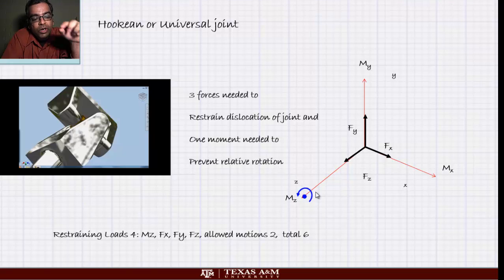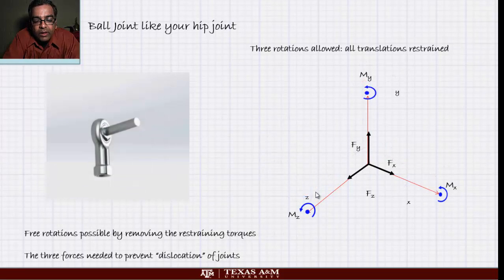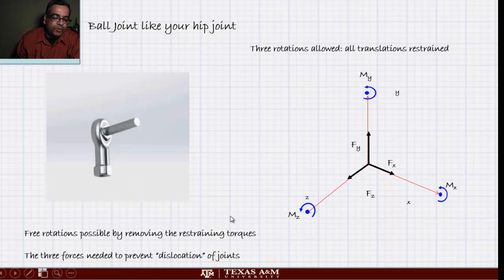Okay, so that's a Hookean joint. This is not very common, but I want you to understand how the method works. This one is a fairly common thing. This is a ball joint, also like a hip joint.